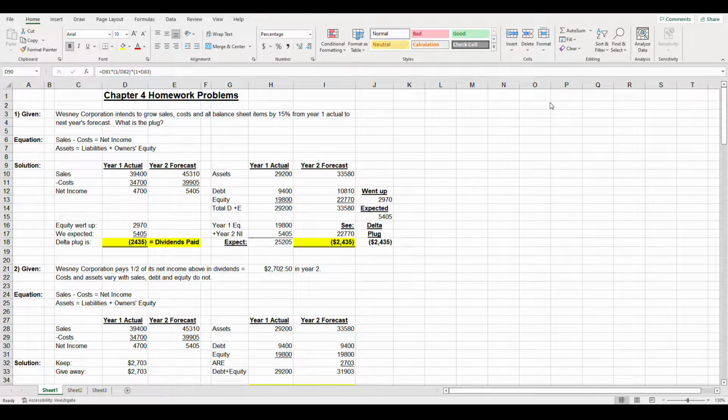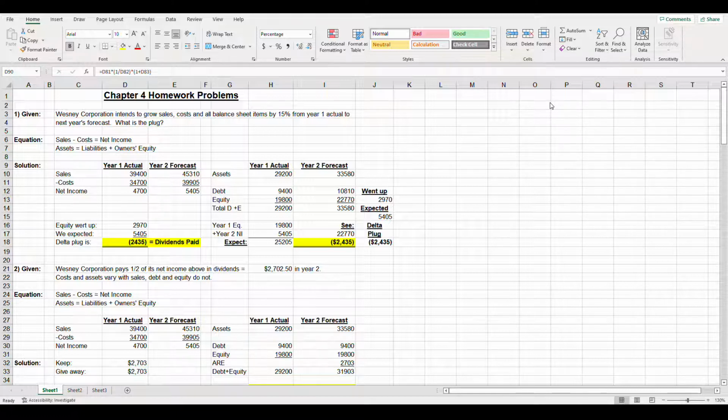In problem 4.1, we're given that Wesney Corporation intends to grow sales, costs, and all balance sheet items by 15% from year one actual to next year's forecast. And this is what you would be doing when you're doing budgeting or financial planning or strategic planning. You're forecasting into the future. So that's what we're working on here in Chapter 4.